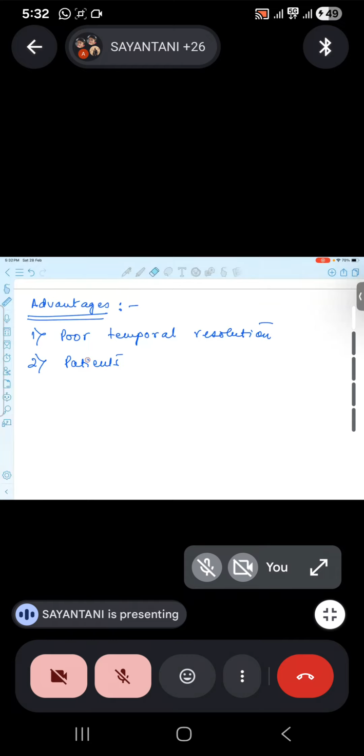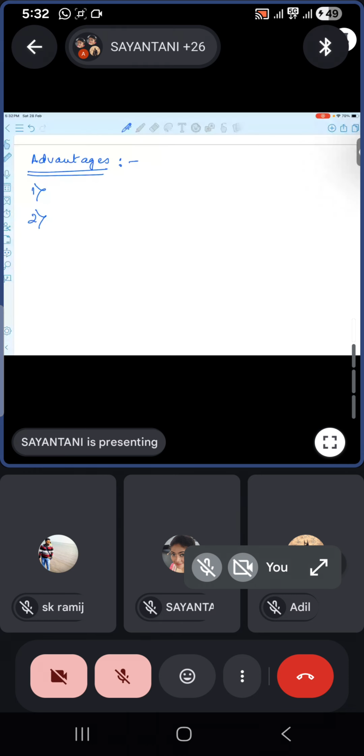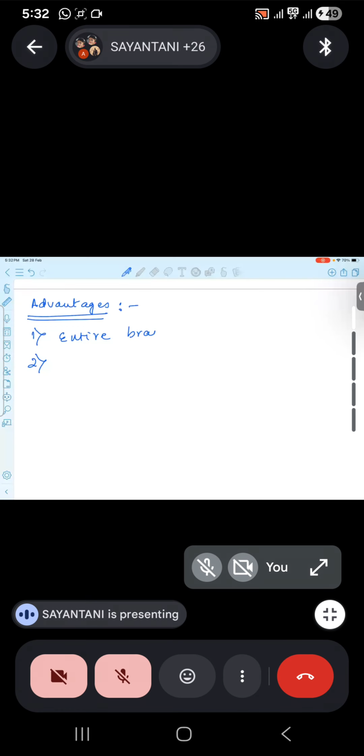So of course, the advantage, first of all, is that I'm getting an entire scan. So that is why it has high spatial resolution. Okay. So the disadvantage is that we have poor temporal resolution.